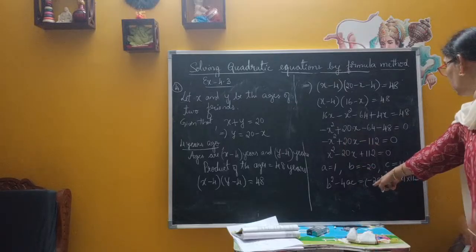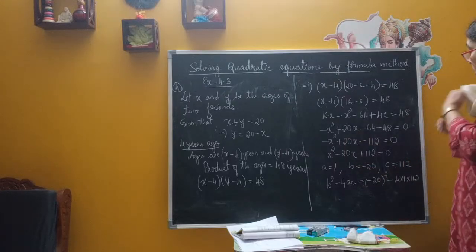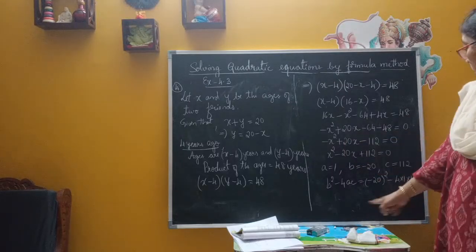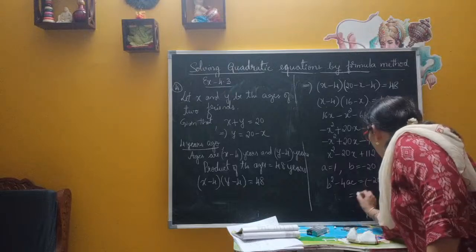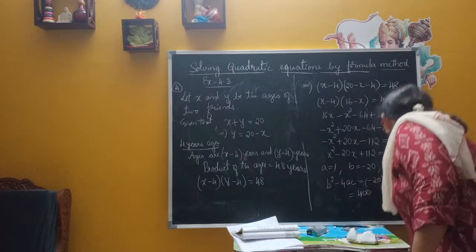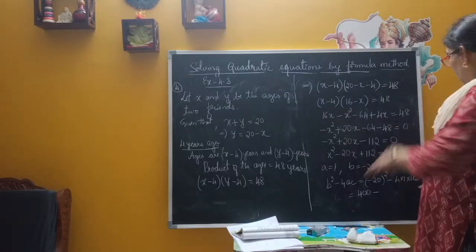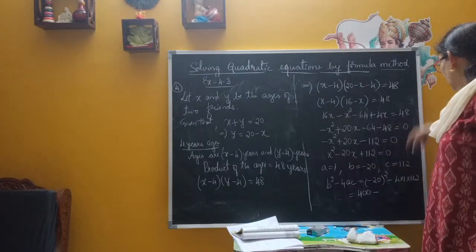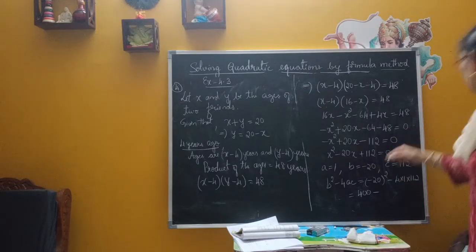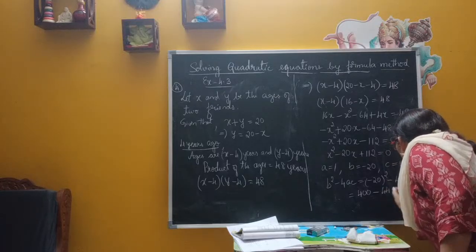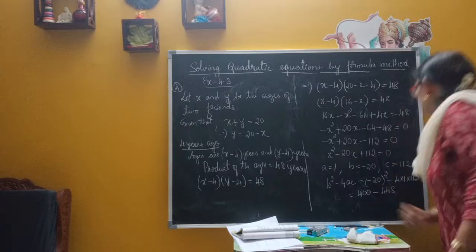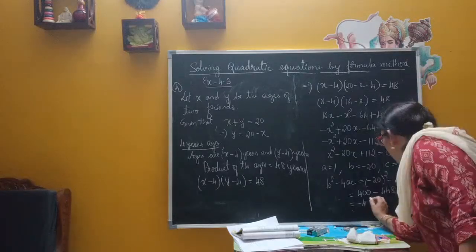Minus 20 square, how much we get? Plus 400. 20 square is 400. Minus into minus is plus, so 400. Here minus 112 into 4. How much do you get? 100 fours are 400, 12 fours are 48. Minus 448. What is the answer? Minus 48.